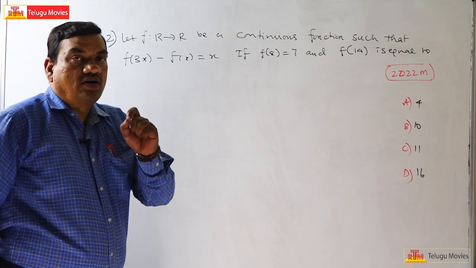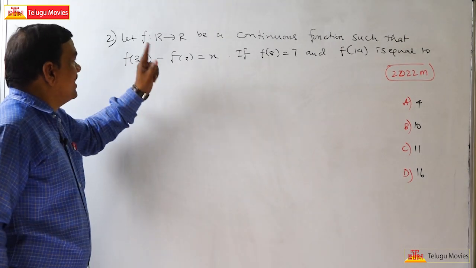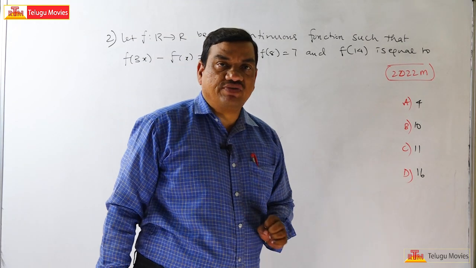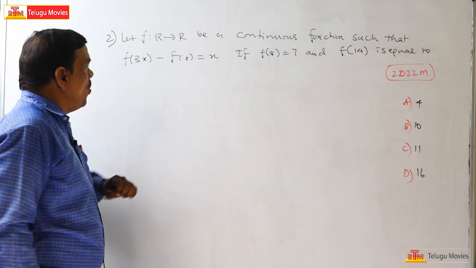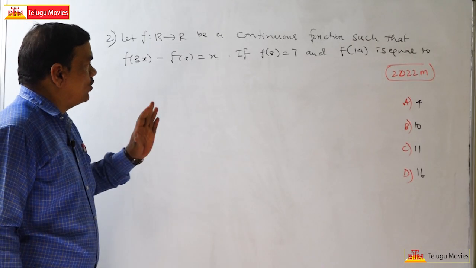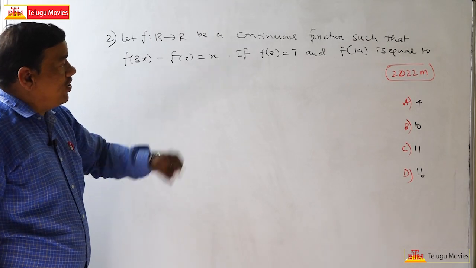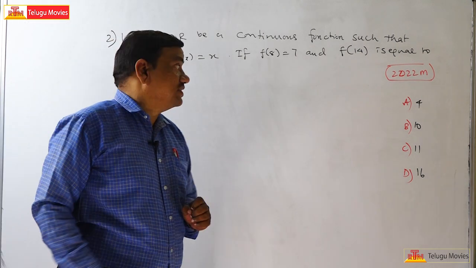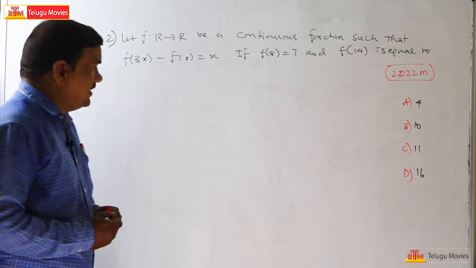Hi students, welcome to this problem. Let f from R to R be a continuous function such that f of 3x minus f of x is equal to x, and if f of 8 is equal to 7, then the value of f of 14 is equal to how much? Let us see this problem.